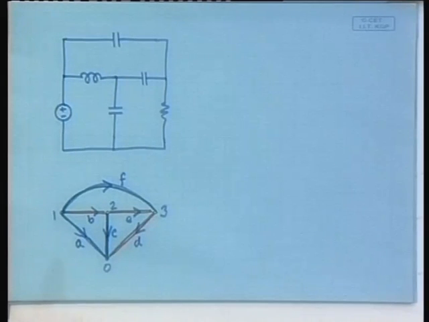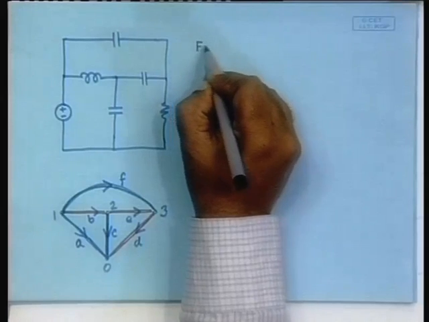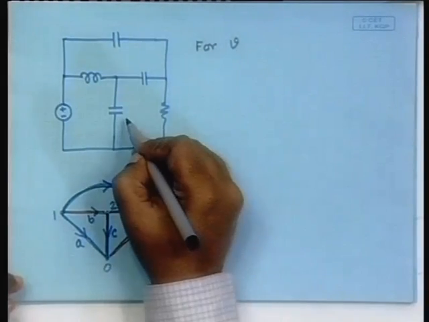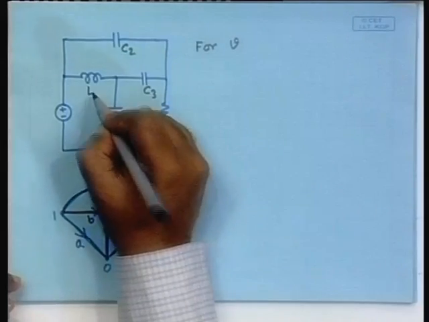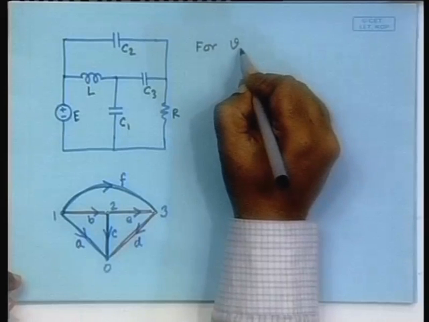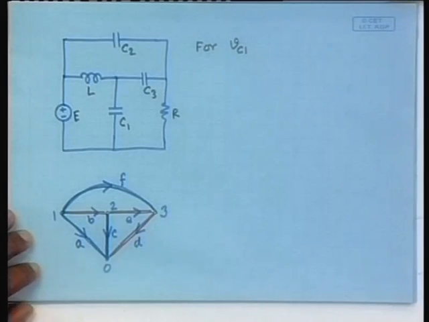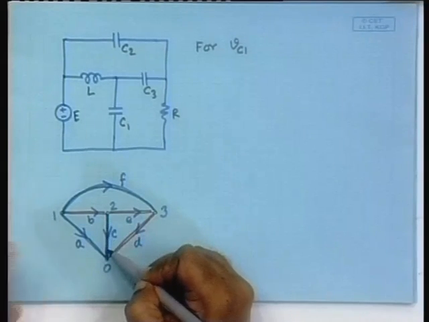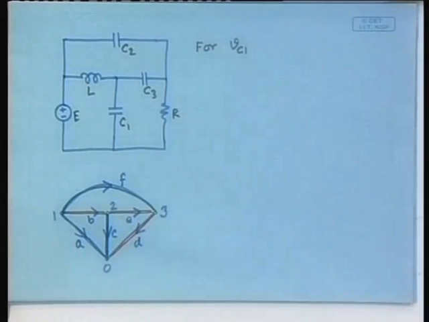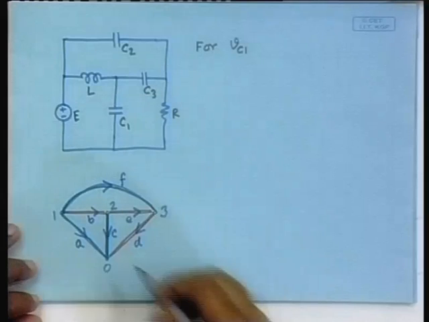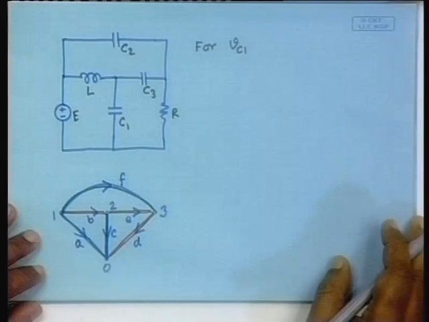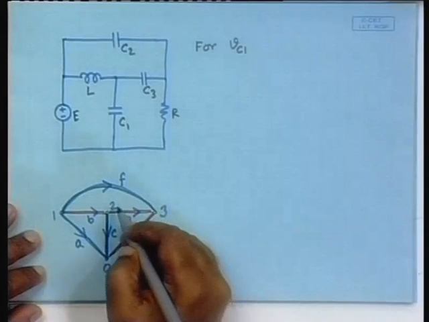So, once we have identified this structure, how do we start? We start writing, say, the equation for V. This is my C 1, this is my C 2, this is my C 3, this is L, R, E. I am writing, say, for C 1. Then for C 1, I have to identify the KCL equation with the basic cut set. So, we have to identify the basic cut set that includes this branch. Where is it? Here. Okay. So, this is the basic cut set.